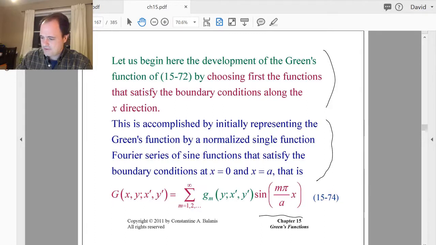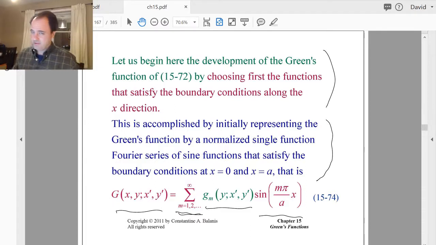But to this, any integer m will satisfy the boundary condition. So we don't prefer one sine function over another with different n values. We keep them all and have these as of yet undetermined coefficients in front of those sine functions. All right? And so this is how we initially express g.